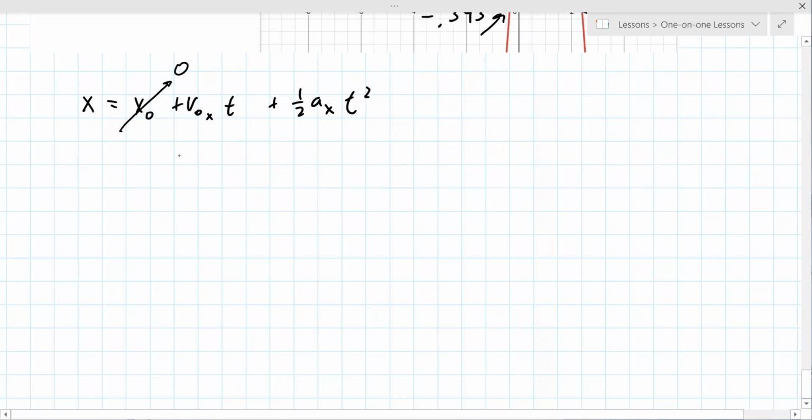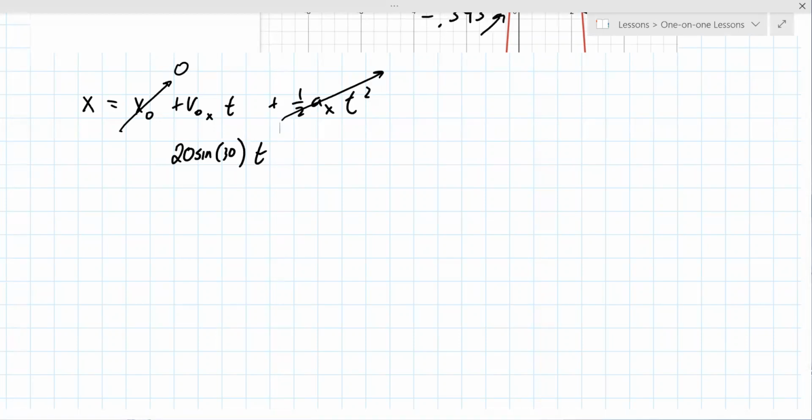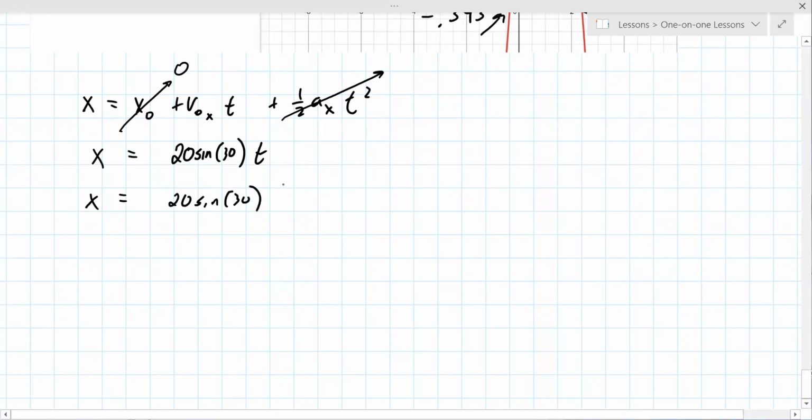The initial velocity is given as, let me get back, 20, right? 20 sine 30 t. And then what is the acceleration in the x direction? 0. So that goes away. So your range, or your x coordinate, is 20 sine 30 times this 3.83. Or is it 2.83? Sorry, 2.83.